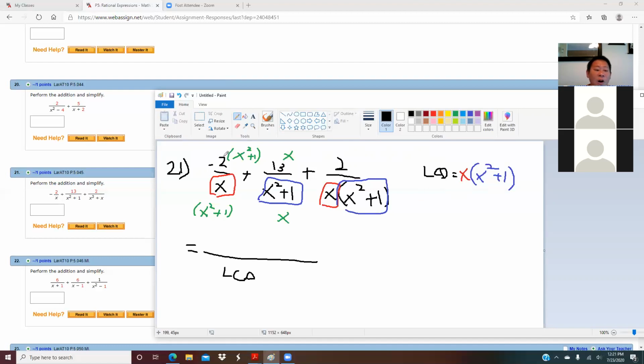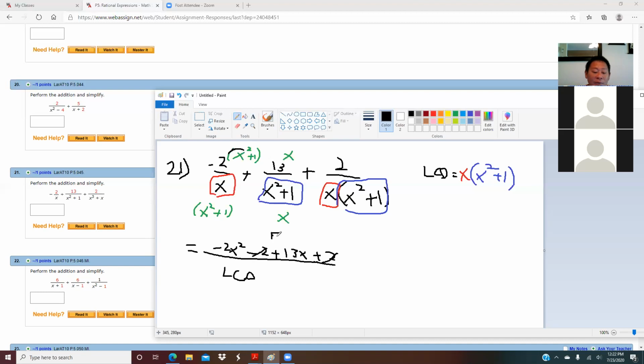And now on the numerator, you have to distribute your negative 2. So negative 2x squared minus 2, and then plus 13x, and then plus 2. Don't forget the plus 2 behind there. Okay, and then you combine like terms. This 2 and this 2 can be canceled out. And then what we are left with is just negative 2x squared plus 13x.